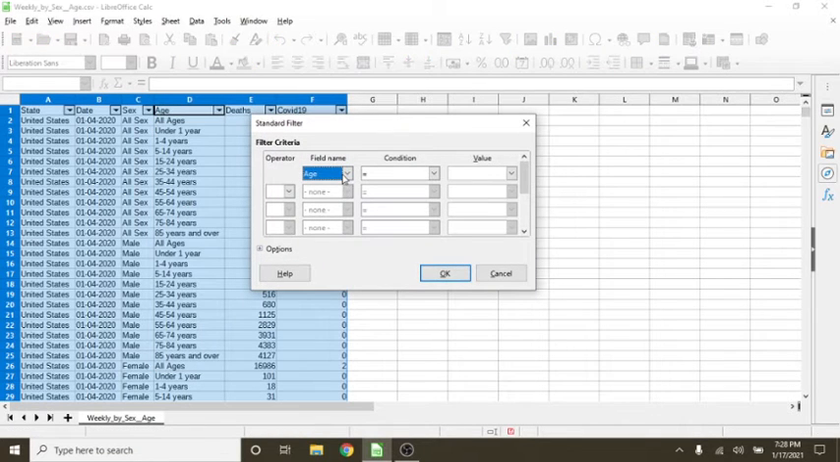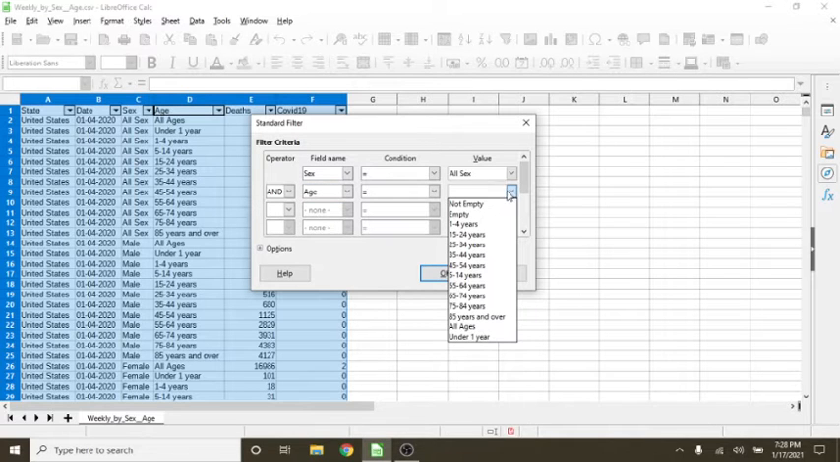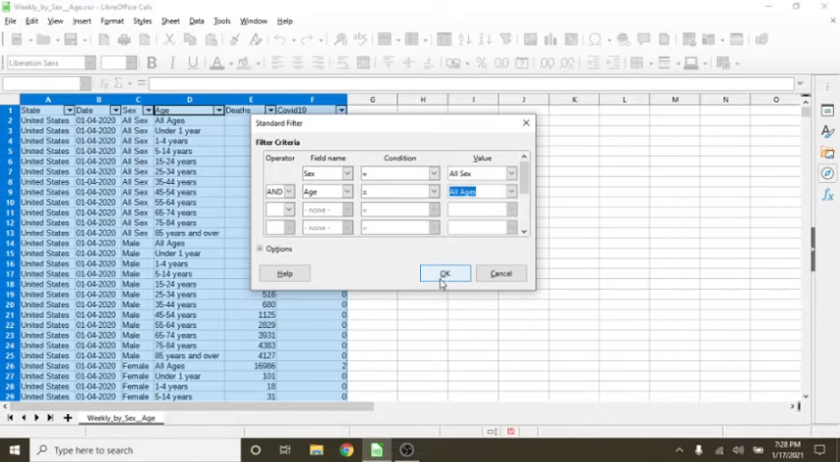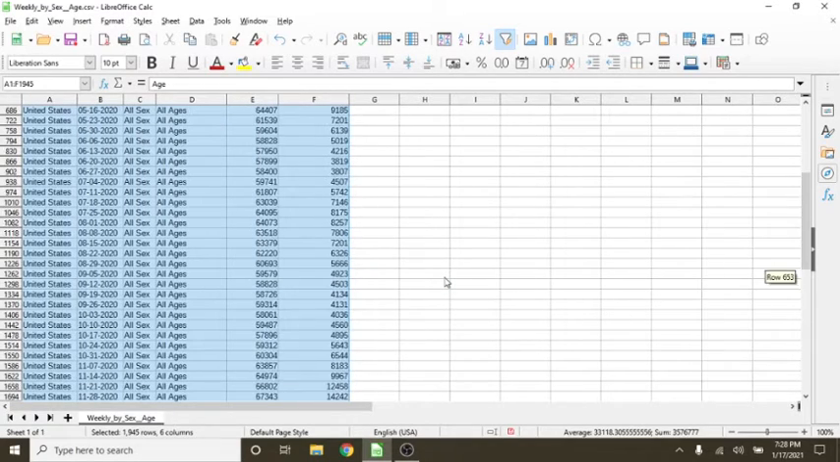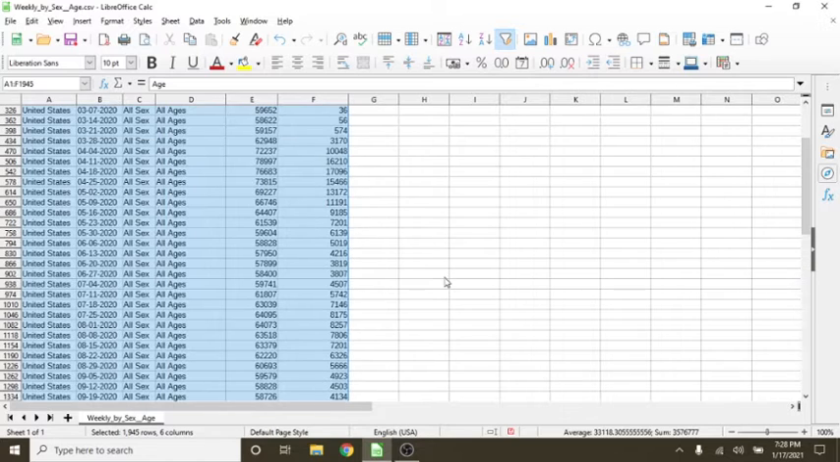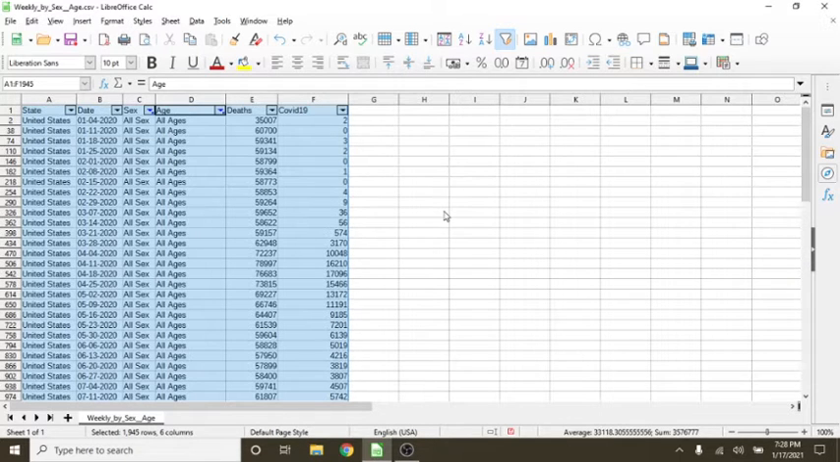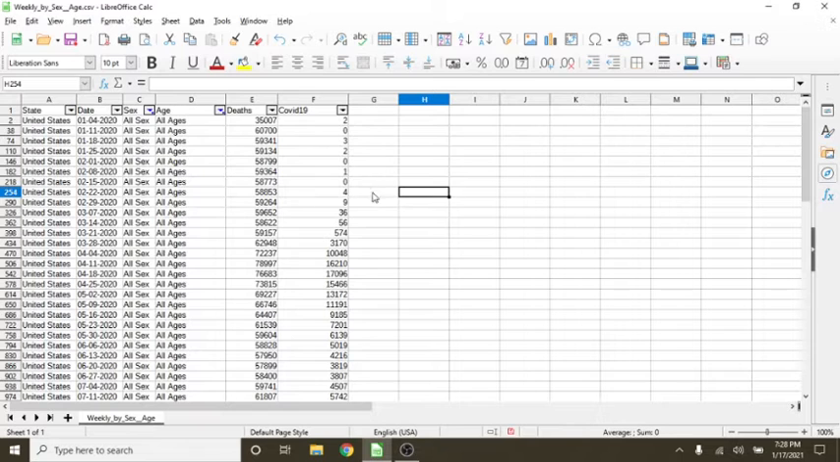Standard filter, age. Let's try sex, all sex, and age, all ages. So this is the summary data here. All right, so there we go. We now have the data we need to do our initial report.